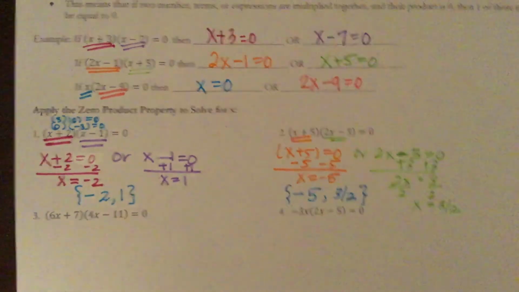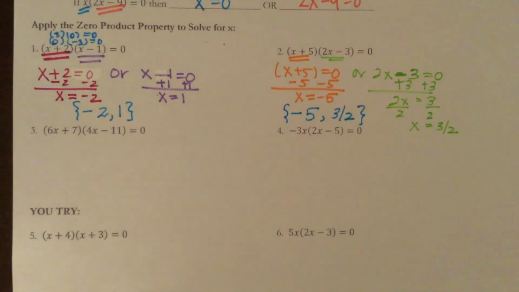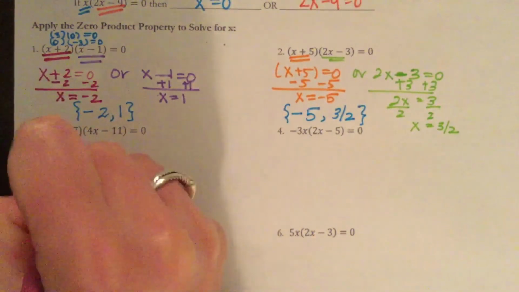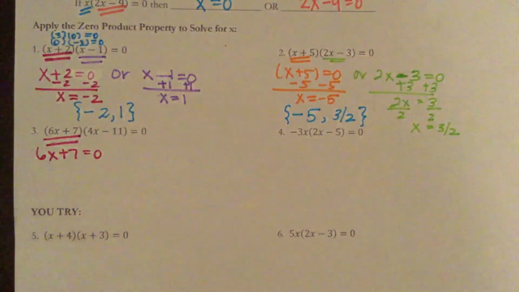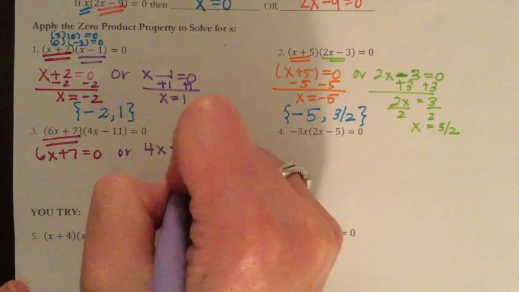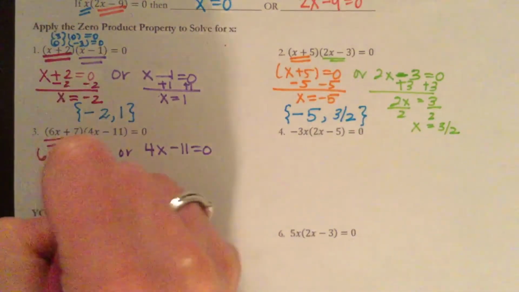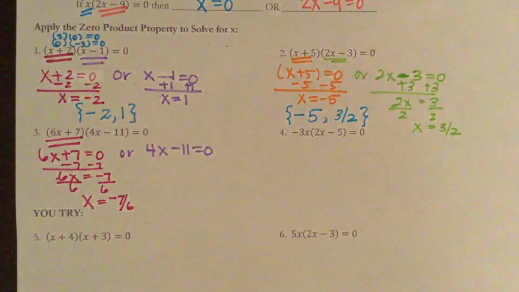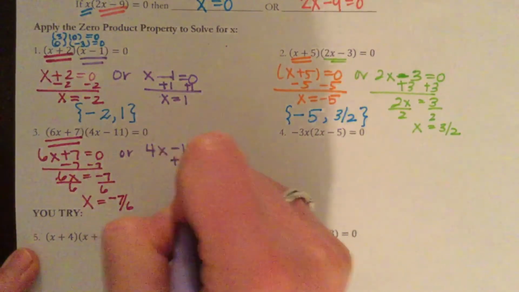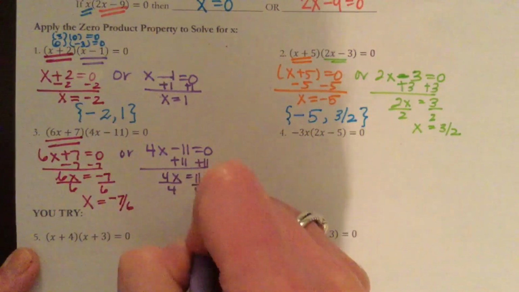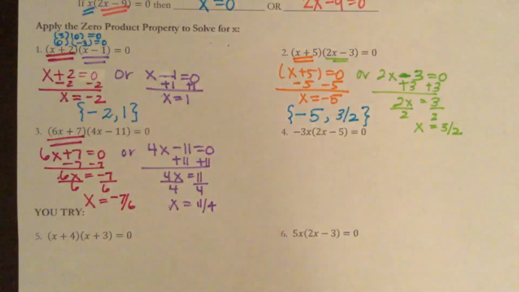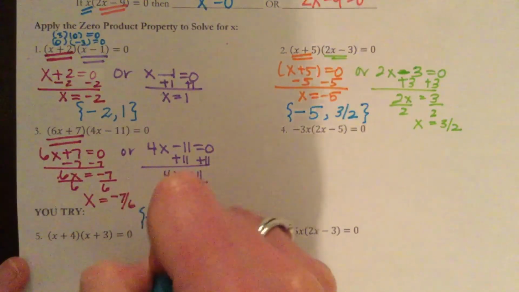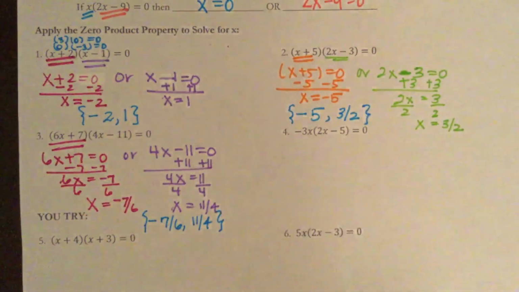In our final two examples, 6x plus 7 times 4x minus 11 is equal to 0. Taking a look at that, I can see that I have a product that is equal to 0. So either 6x plus 7 is equal to 0 or 4x minus 11 is equal to 0. Solving each of these, on the left-hand side, if I subtract 7, I get 6x equals -7. And when I divide by 6, I find that x would need to be -7/6. On this side, we would add 11. 4x is equal to 11, and so x is equal to 11/4. So my solution set would say -7/6 or +11/4 would both make my equation true.